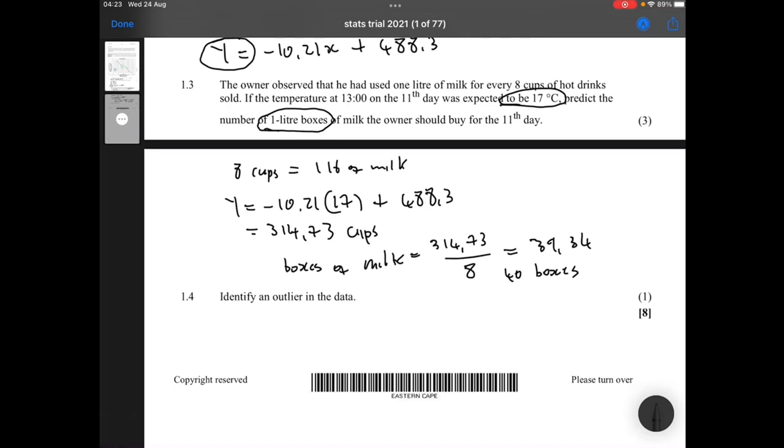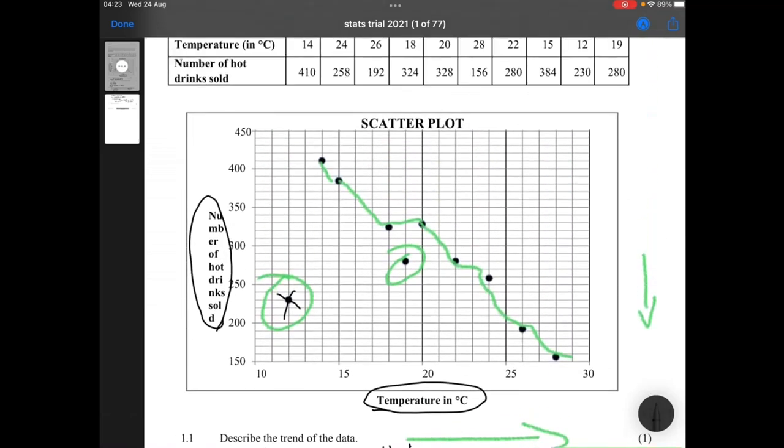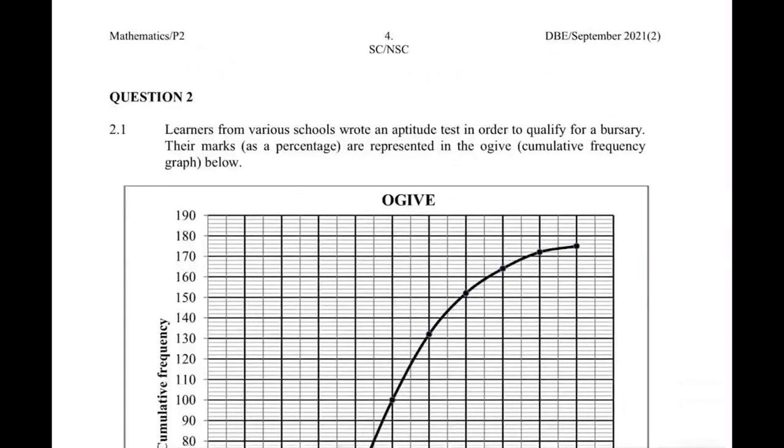And then 1.4 says, let's identify an outlier in the data. Let's go to our scatter plot. You can see clearly this point here that I've circled, that is very far away from the other points. And then apart from that, it sort of goes against common sense, right? Because the temperature is really low here, but the number of hot drinks that are sold is also very low, which doesn't make sense.